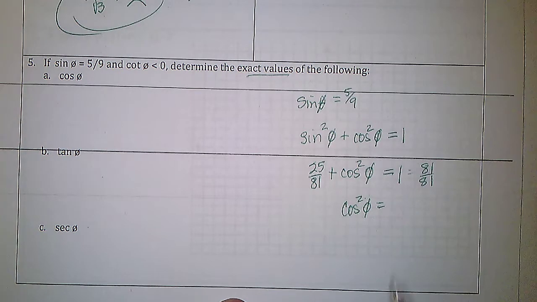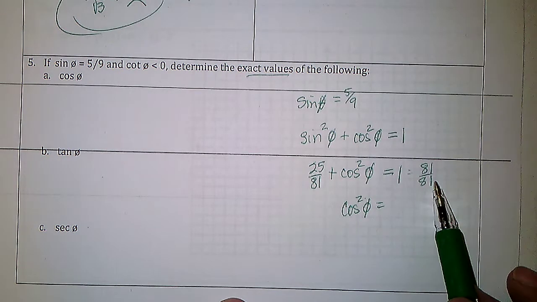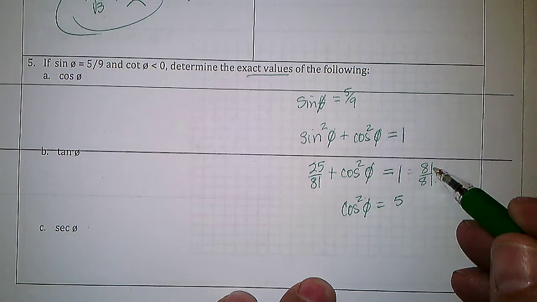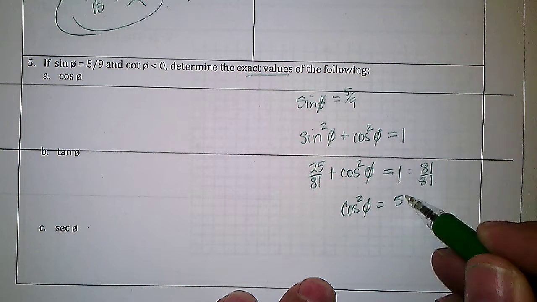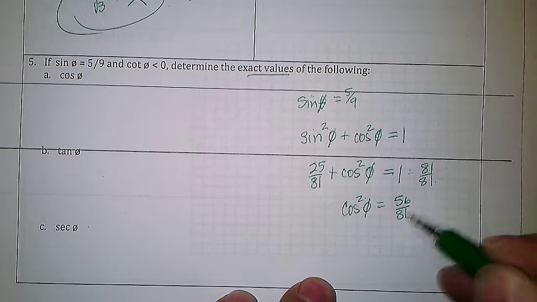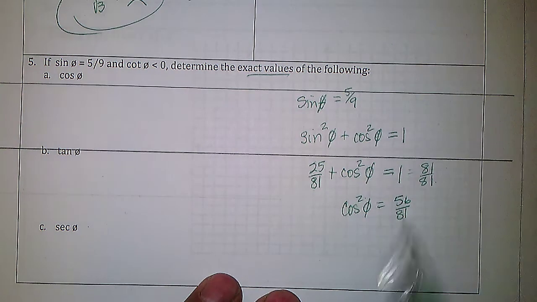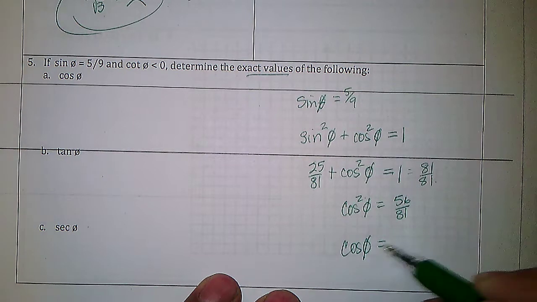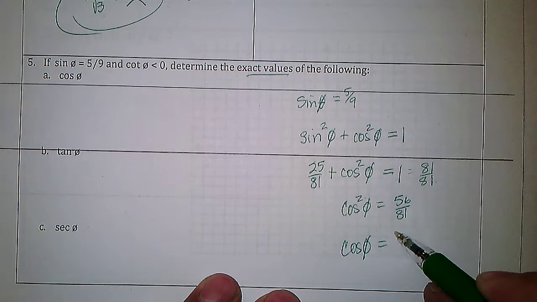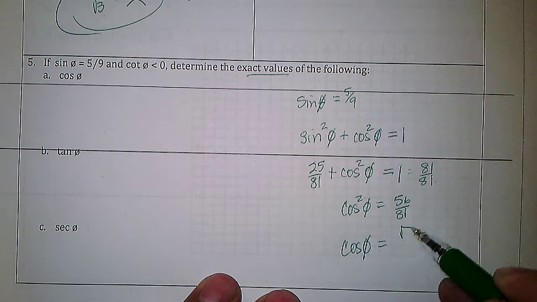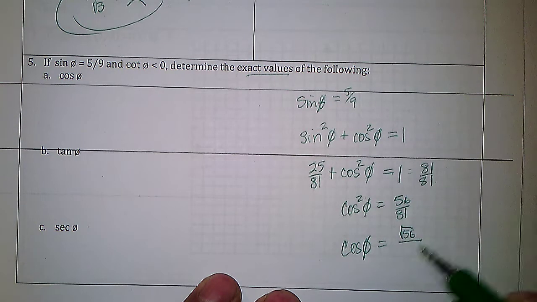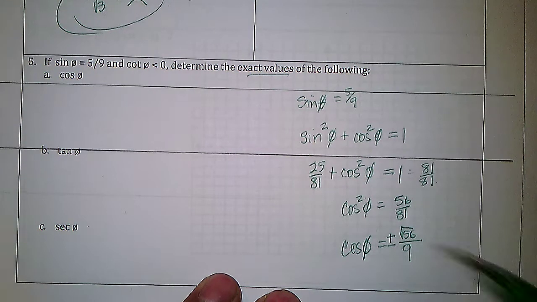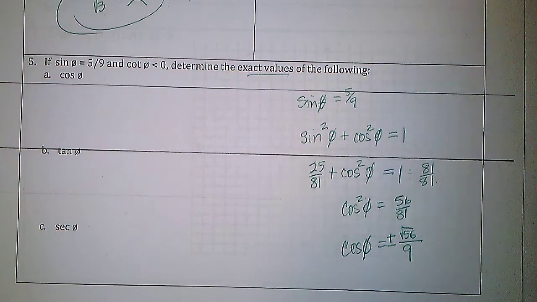81/81 minus 25/81 would leave me 81 minus 25, 56/81. And then I have to take the square root. So I get the cosine of phi is equal, I take the square root of this, I get the square root of 56 and the square root of 81, which is 9, and taking the square root. There's 2 possibilities. And I have to decide which one I need.